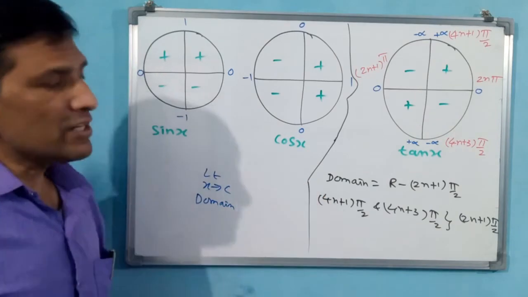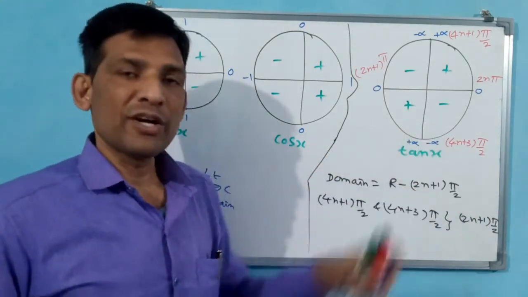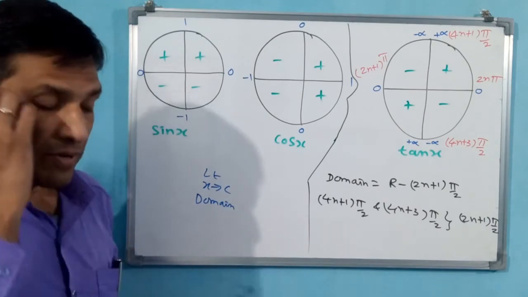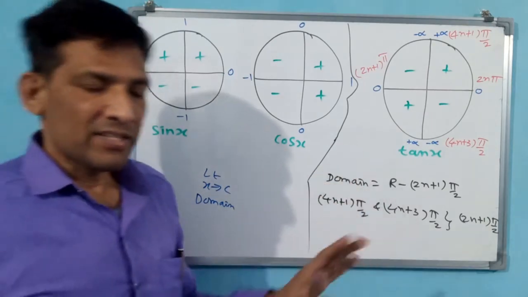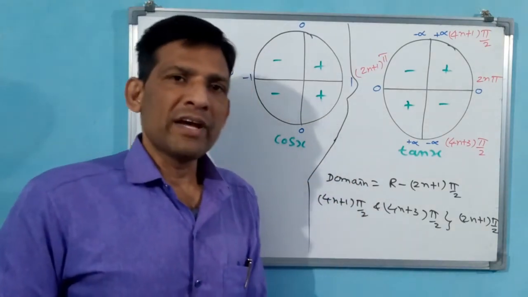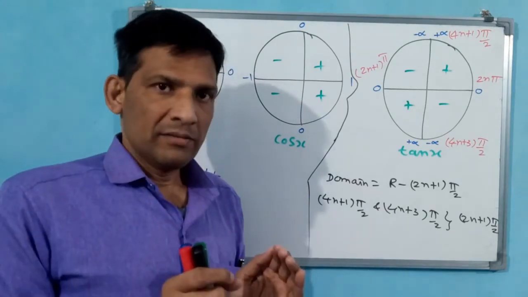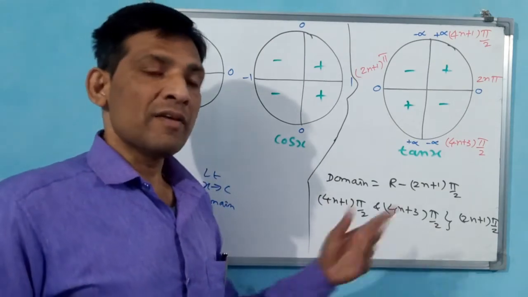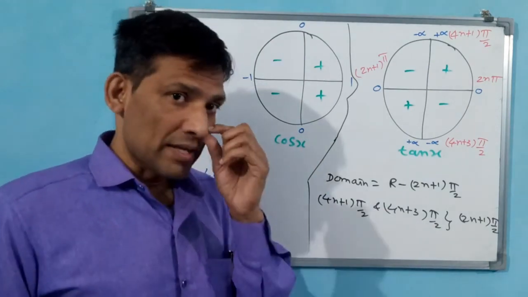Now based on this theory, tell me, is the tan x function continuous or not? Continuous only. Why? Because see how we define continuity: in the defined area, the function should be continuous. In the undefined area, even if it is not continuous, we don't bother.